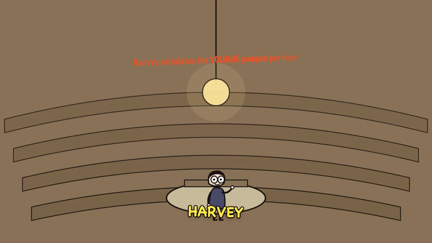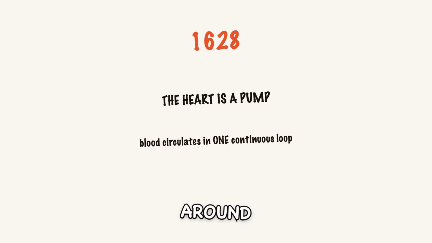In 1628, Harvey published his discovery. The heart is a pump, and blood circulates around the body in one continuous, one-way loop through arteries and veins. It was a genuine scientific breakthrough, built on careful measurement rather than guesswork.